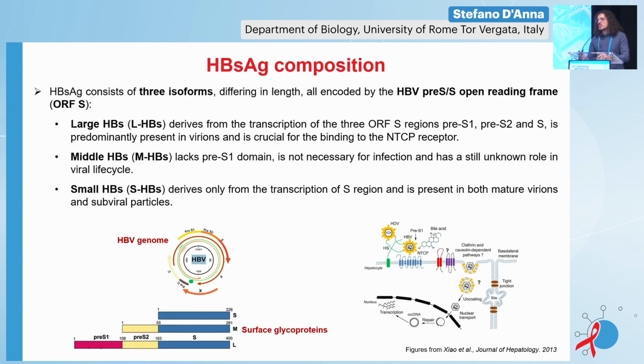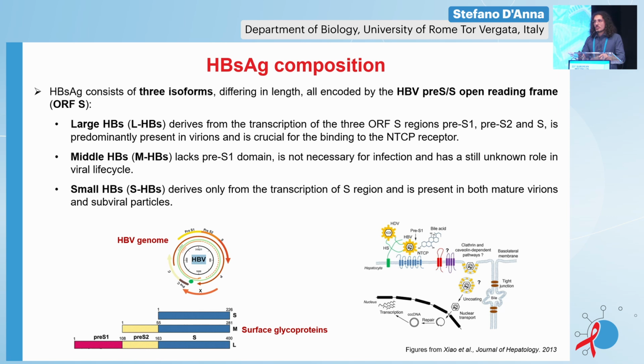HBsAg is composed of 3 isoforms, different in length and deriving from the different start of transcription of the open reading frame S of the HBV genome. These are large, middle, and small HBs. In particular, large HBs, deriving from the transcription of pre-S1, pre-S2, and S region, is present in mature variants, and it is responsible for the binding to the NTCP receptor.